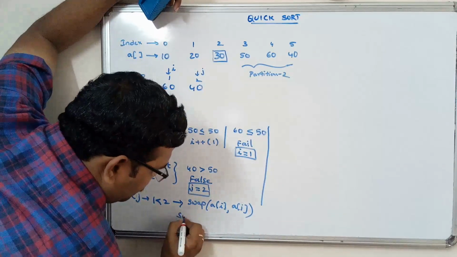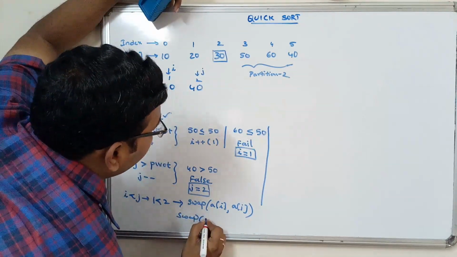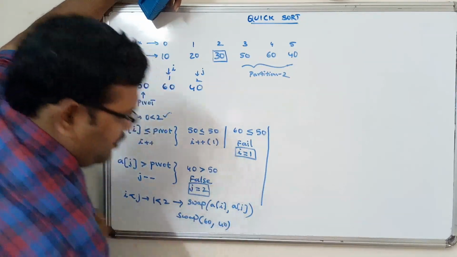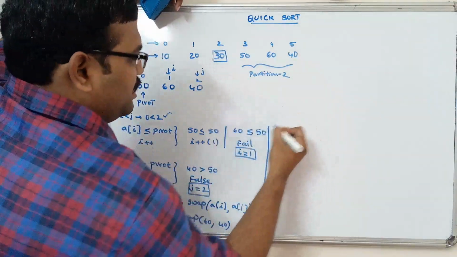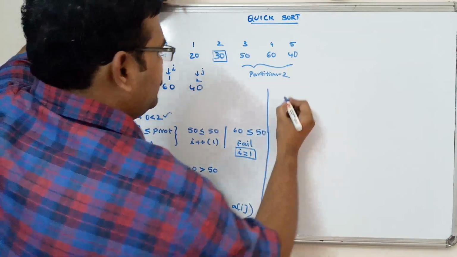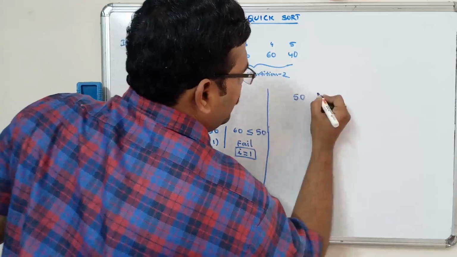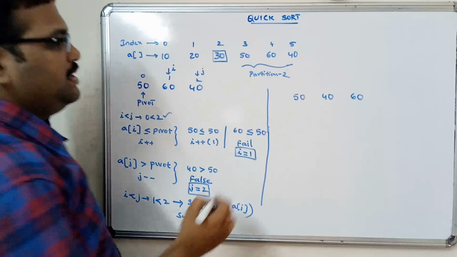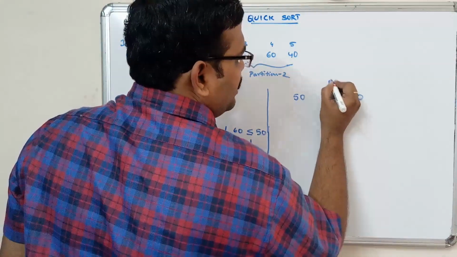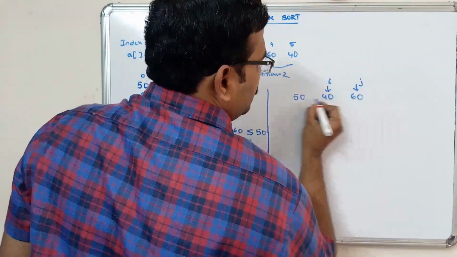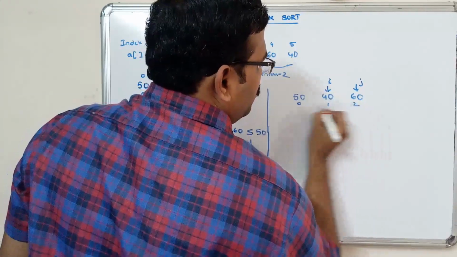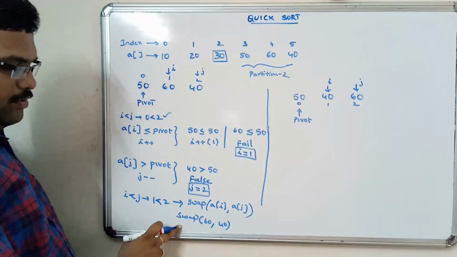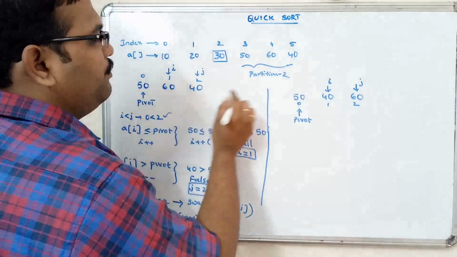So what are the elements we have to swap? Swap the 60 and 40. So after the iteration, the elements will be 50, 40, 60. The positions of I and j are the same. The index values are 0, 1 and 2, and this is the pivot we are considering. So after swapping 60 and 40, we will get this one.